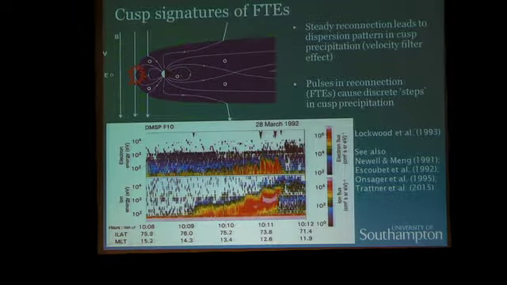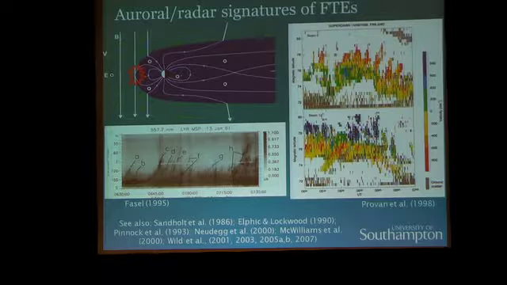But if you have pulses in the reconnection rate, i.e. flux transfer events, then you get discrete steps in the signatures that are seen here. And so that can be a very useful proxy for diagnosing the reconnection process at the magnetopause. And there's a range of other ionospheric signatures of flux transfer events, both in the auroral observations, and that's shown here. What you're seeing here is a time series of a whole series of stacks of a slice of the sky looking poleward.